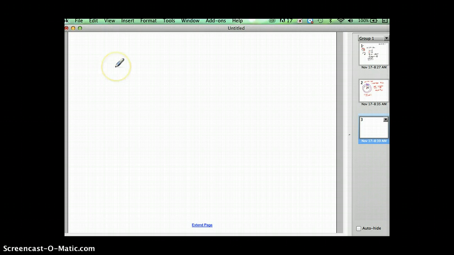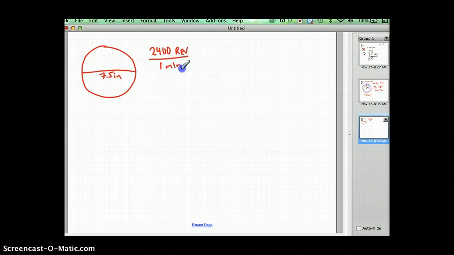Okay, so this is the blade on a saw with a diameter of 7.5 inches. It rotates at 2,400 revolutions per minute. That's what I'm going to start with. And for part A, we're supposed to find the angular speed in radians per second.